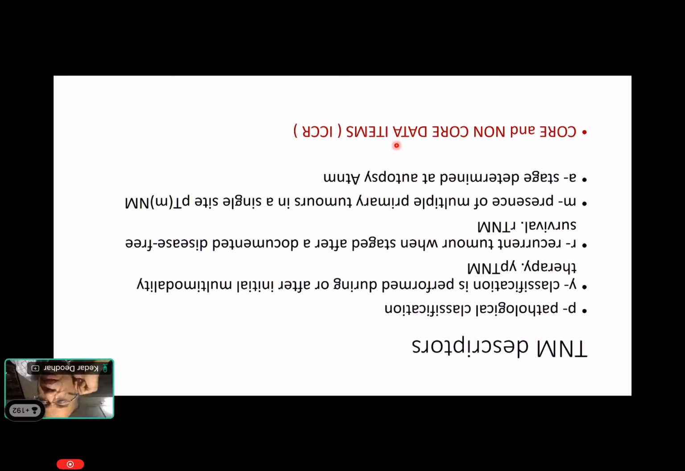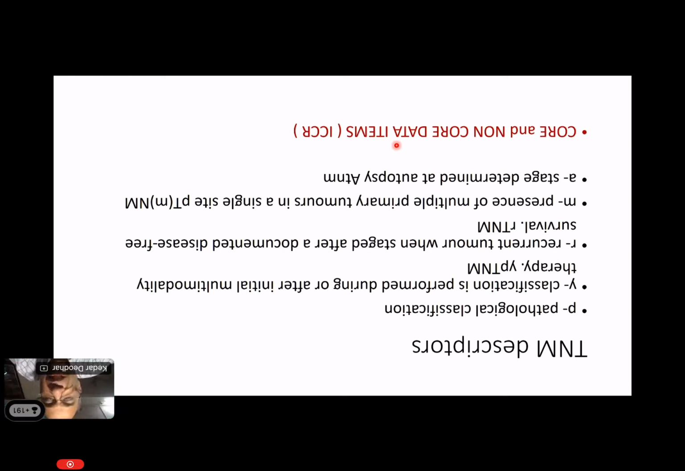So some of the descriptors, as in stage, we call it pathological. When we give TNM stage, we call it pTNM. When we call it y, this is when the preoperative chemoradiation has been given. So we call it ypT3N0, or something like that. r is a recurrent disease. m is the presence of multiple primaries, and a is determined at autopsy. To be honest, we do very few autopsies nowadays, very uncommon now. So to give a diagnosis or TNM descriptor at autopsy is rather not common.